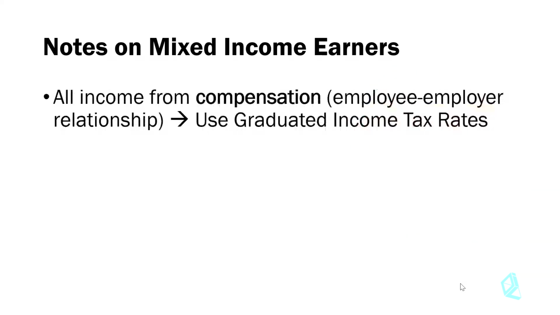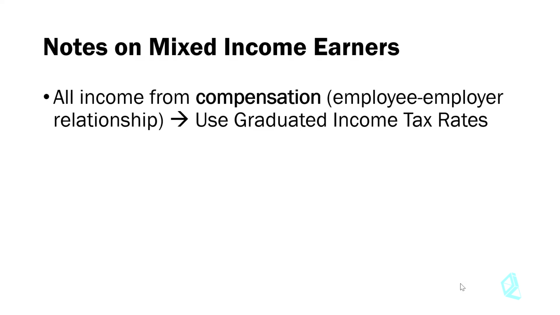Now, how do we compute for their income tax rates or their income taxes, because there are two sources of their income? So first, let's separate the two. The first thing that we have to do would be to compute for the income tax on the compensation, or the amount received from the employer. So we simply use the graduated income tax rates that we discussed in previous videos.